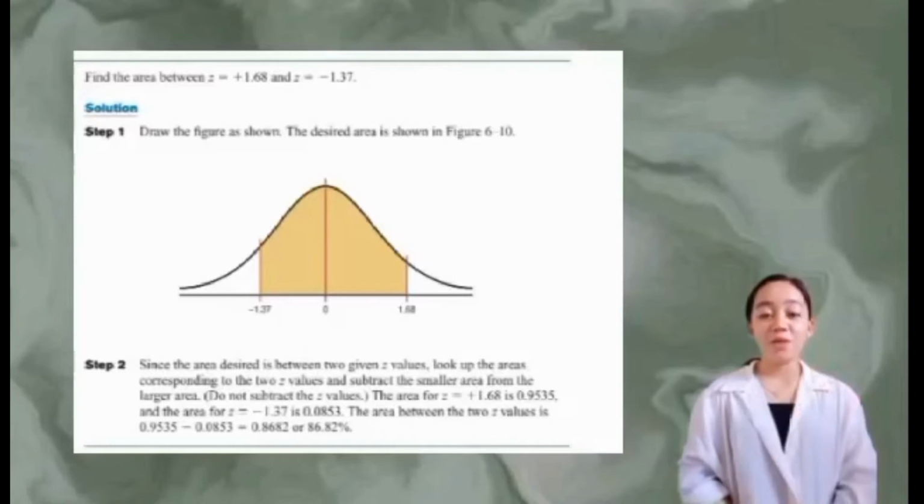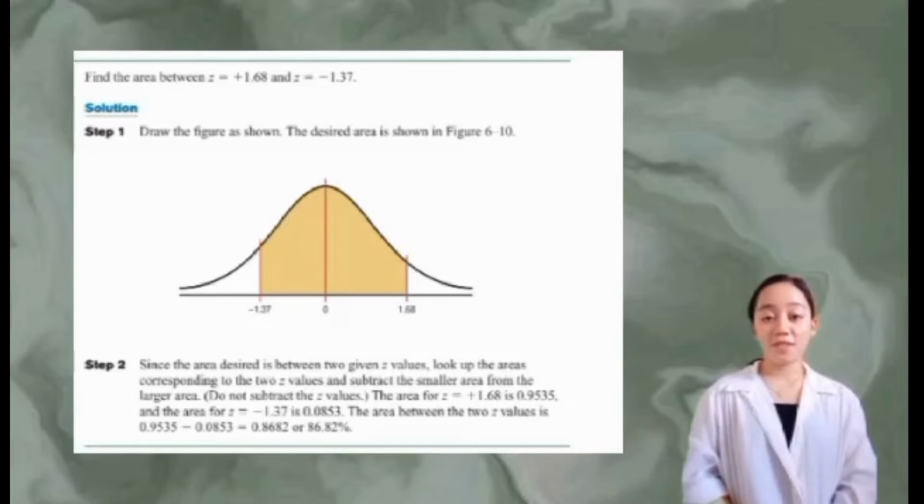Number 3. Between any two z values, look up both z values and subtract the corresponding areas. Example for case number 3. Find the area between z, which is equal to positive 1.68, and z, which is equal to negative 1.37. Since the area desired is between two given z values, look up the areas corresponding to the two z values and subtract the smaller area from the larger area.